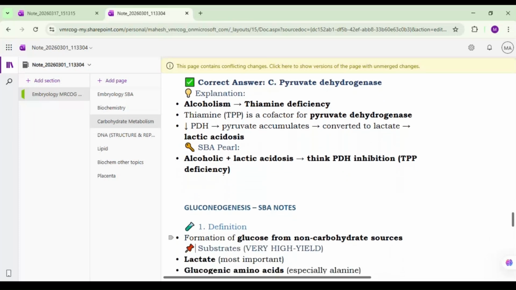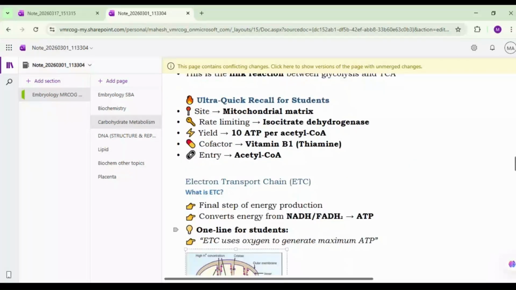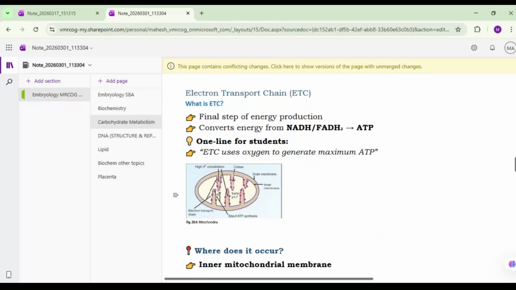Okay. Now we will start with the next topic, that is electron transport chain. What is electron transport chain? It is the final step of energy production. It converts energy from NADH and FADH to ATP. ETC uses oxygen to generate the maximum number of ATPs.